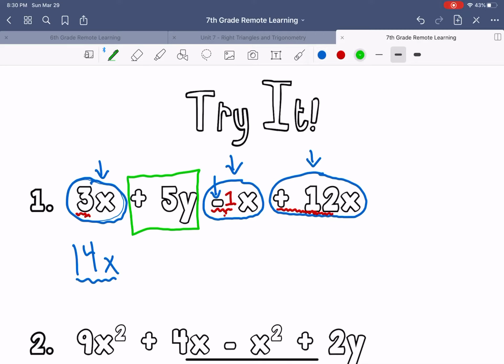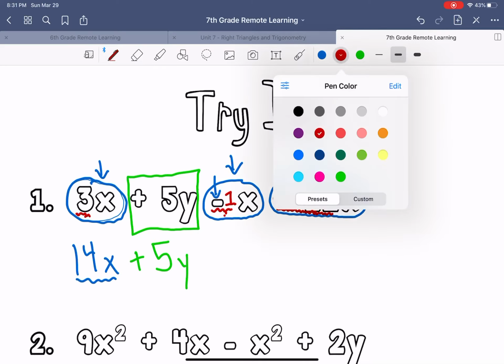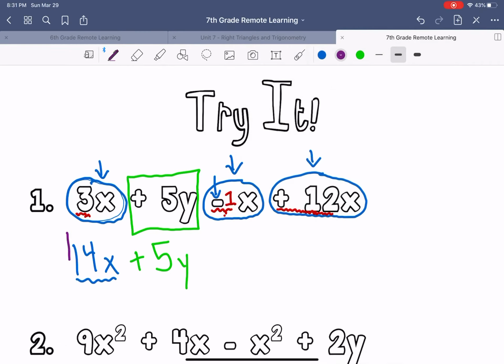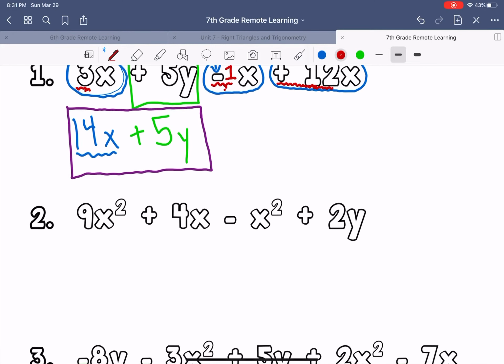And then our 5y doesn't get added or subtracted from any other y's, so we just include it on the end. And this right here is just our answer: 14x plus 5y. All right, let's look at our next one.